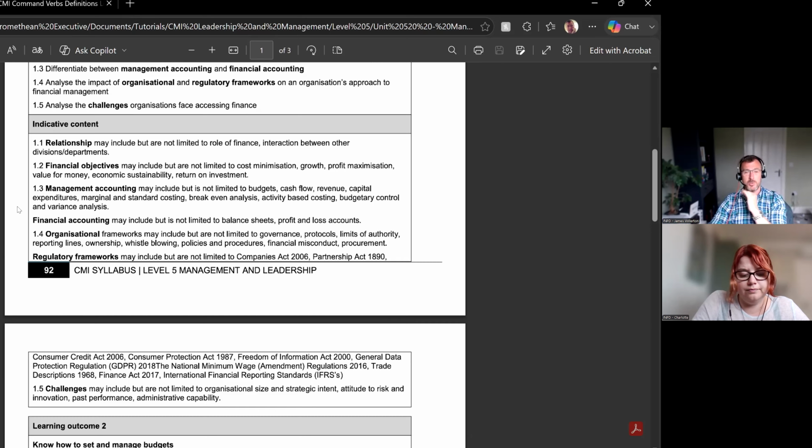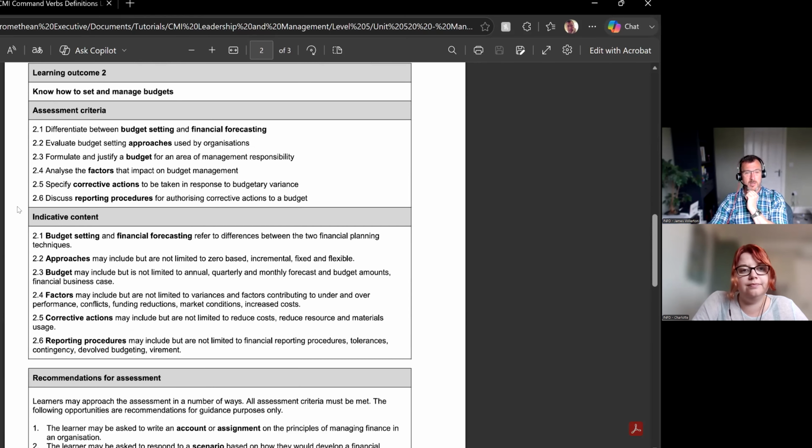A bit more depth than just a list of different challenges here, please. Outcome 2 then, knowing how to set and manage budgets. 2.1, again, that word differentiate. We're going to give good definitions of the two and then compare and contrast them together.